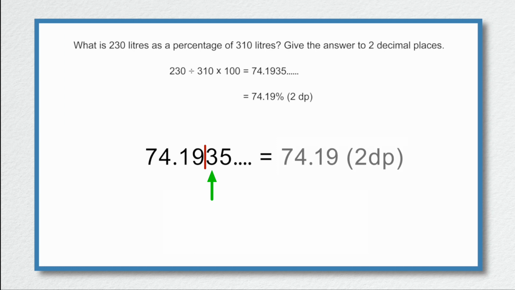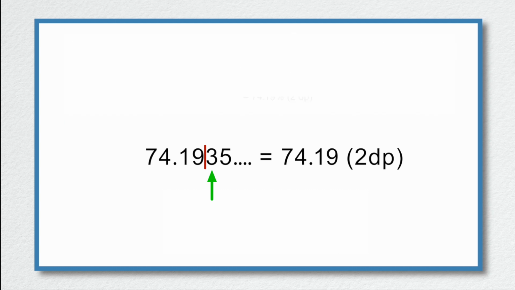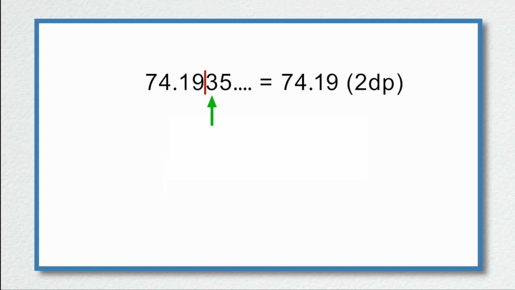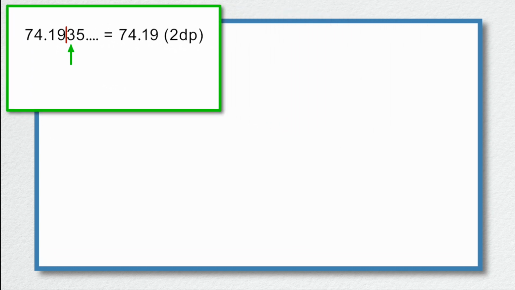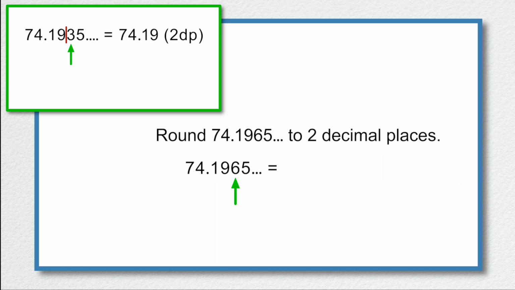Now, before we look at this on a number line, let's just quickly look at this again. Let's just say it wasn't 74.1935 and so on. Let's just say this 3 was actually 6. So let's just say we had 74.1965 and so on, and we had to round this to 2 decimal places.